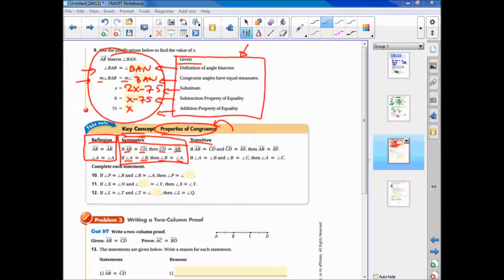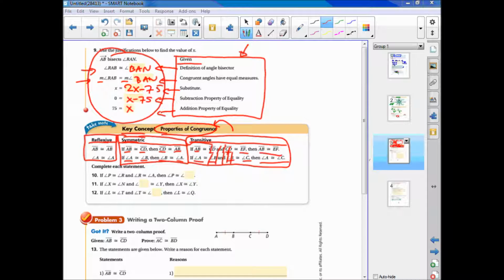And then lastly, we have transitive property of congruence, okay? If segment AB is congruent to segment CD, and segment CD is congruent to segment EF, then we can cut out the middleman here and say that AB is congruent to EF. And you can do the same thing with angles. If angle A and angle B are congruent, and angle B and angle C are congruent, then we can cut out the middleman and say A is congruent to C. Okay, so we can deduce these things.